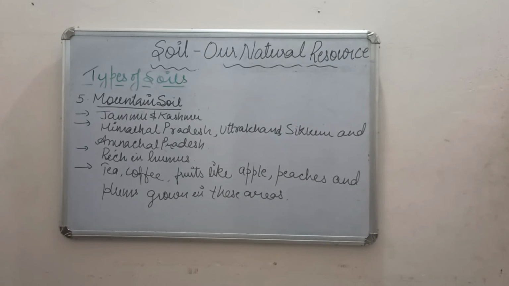And then what are the different crops found here? The different crops found in mountain soil are tea, coffee, and fruits like apple, peaches and plums grown in these areas. You love the fruits. So whenever you eat the fruits, remember that it is grown in the mountain soil.